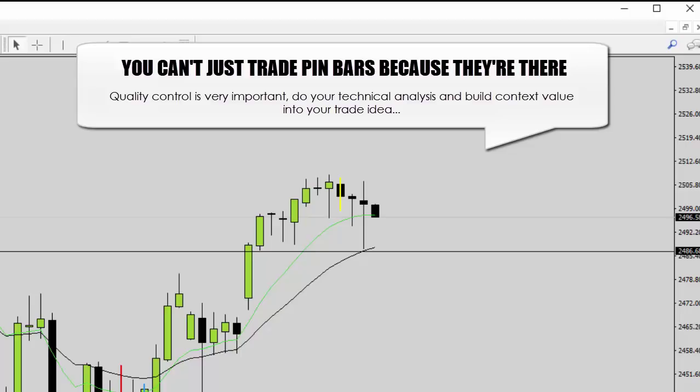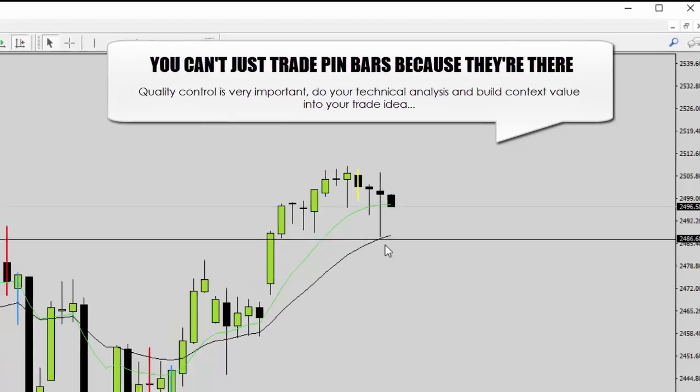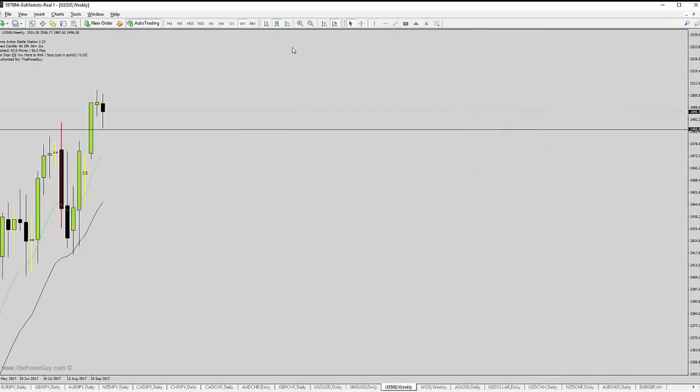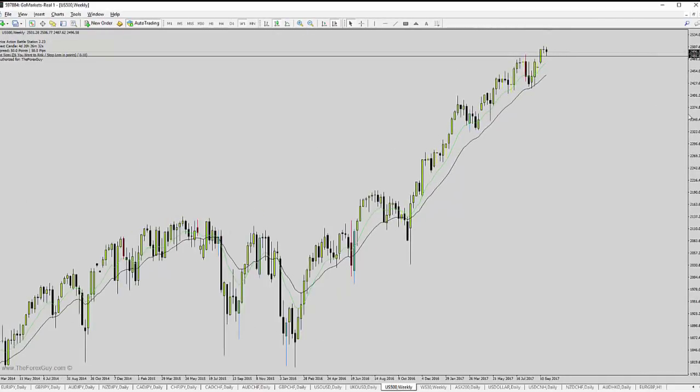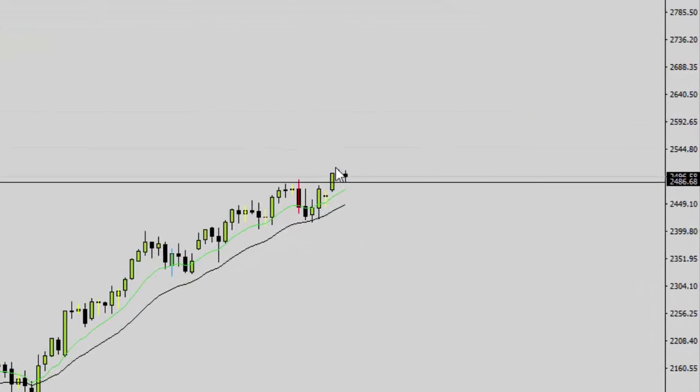You've really got to build some context into the trade. I like to do top-down analysis as well. It's all about building value into the whole trade idea first, and then using the candlestick as your framework to build your trade around. Speaking of top-down analysis, there's not really much I can do here because I already know from the weekly chart that these are all-time highs.